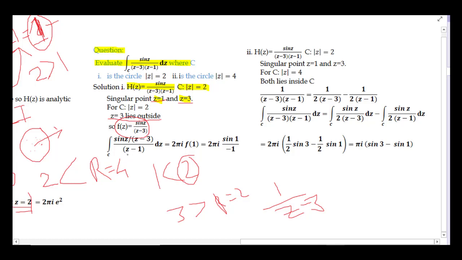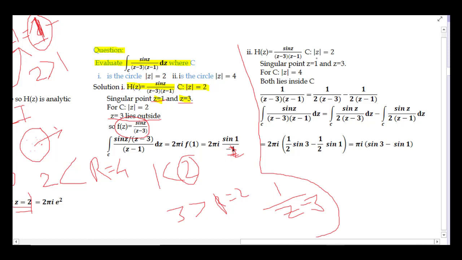So the integral of f(z) upon z minus a dz equal to 2 pi i f(a). So this is equal to 2 pi i. f(z) is what? Sin z upon z minus 3 here, which will be analytic for that particular curve. So sin 1 divided by minus 2. Now second part.